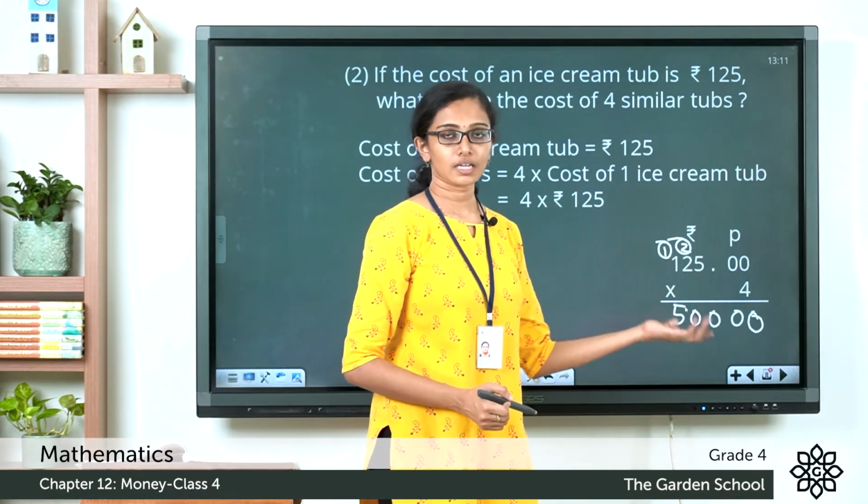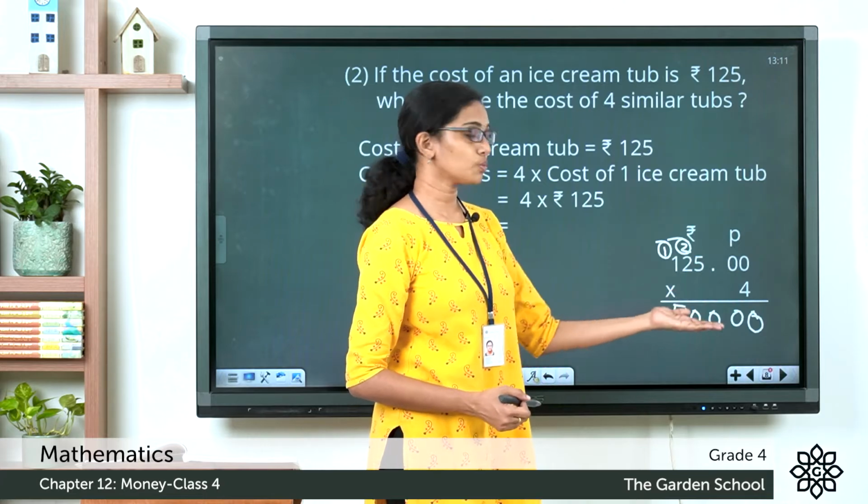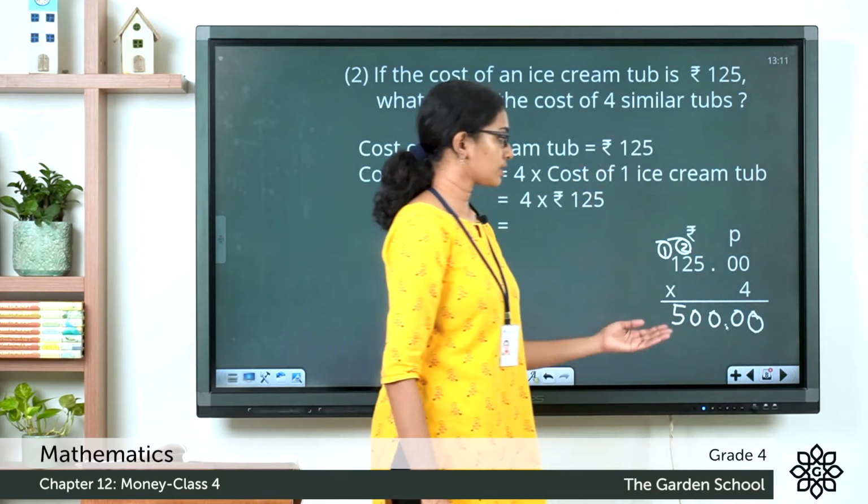Now, let's put the dot in the final answer. So, after two places from the right. So, count two places from right to left. 1, 2. So we are putting the dot here.